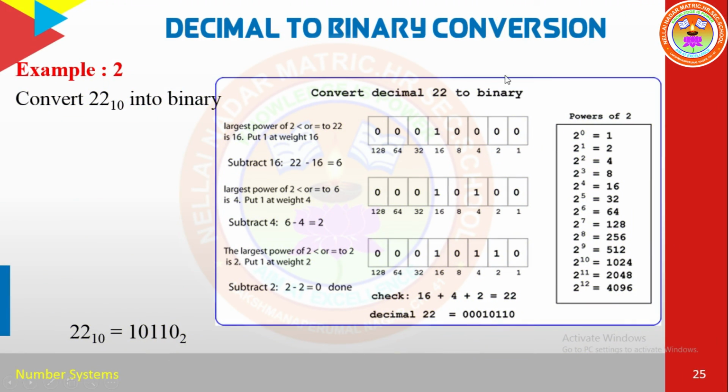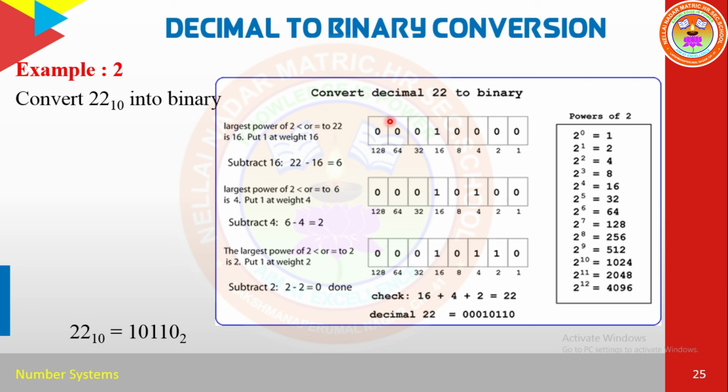Here, what is the given number? That is 22, the given number, base 10. So this is a decimal number, and now we are going to convert it into binary. So this is a chart. The first thing is to find the largest power of 2 less than or equal to 22. That means less than or equal to the given number. You have to identify it.